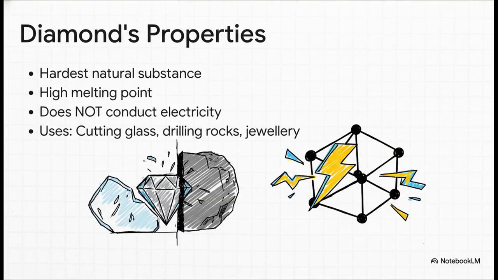And that rigid 3D web, it's everything. It is the reason diamond is the hardest natural substance we know, which makes it perfect for things like cutting and drilling. And since all its electrons are totally trapped in those powerful bonds, they can't move around. And what does that mean? It means diamond doesn't conduct electricity at all.